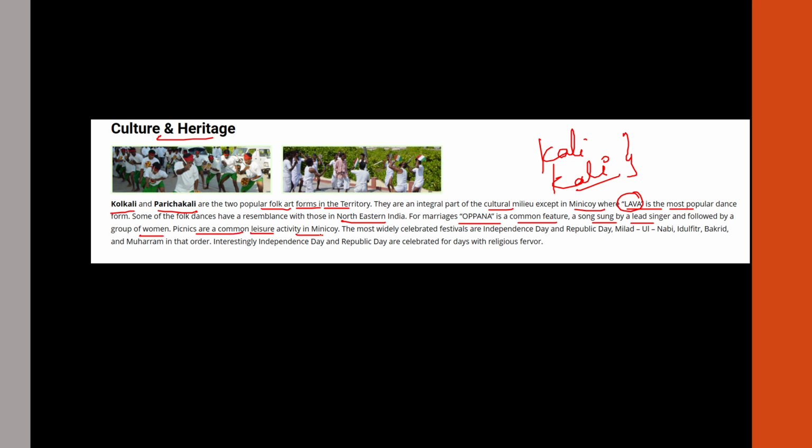Picnics are a common leisure activity in Minicoy. Happily, they do picnics. The most widely celebrated festivals are Independence Day and Republic Day, Milad-un-Nabi, Eid ul-Fitr, Bakri Eid, Muharram, in that order. Interestingly, Independence Day and Republic Day are celebrated for days with a religious flavor. So they are celebrated in an Islamic way, with a religious flavor added to that particular Independence and Republic Day. So don't forget the dances related to Lakshadweep here.